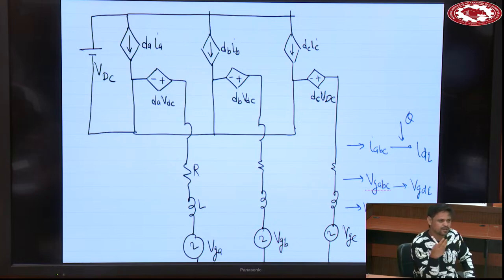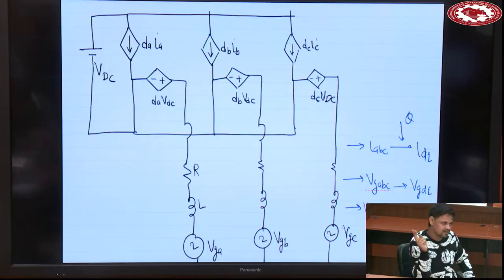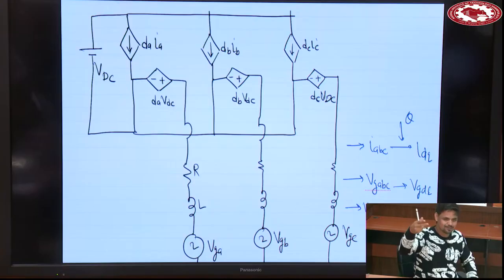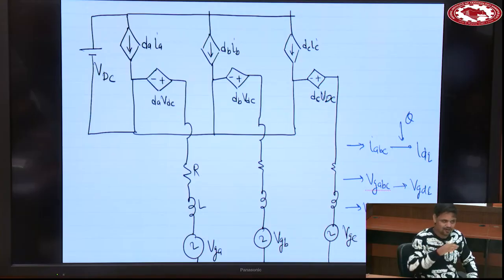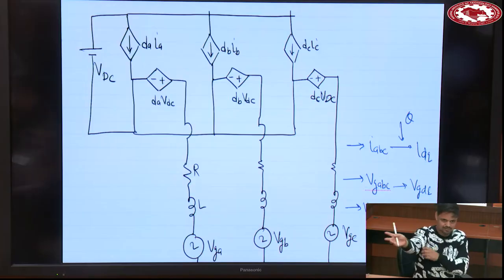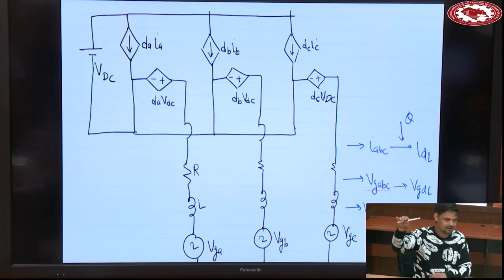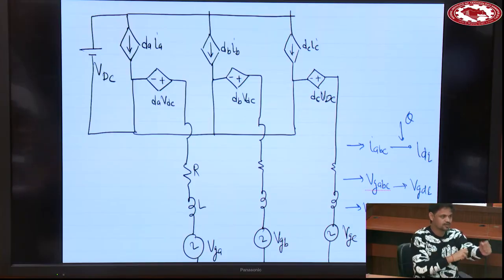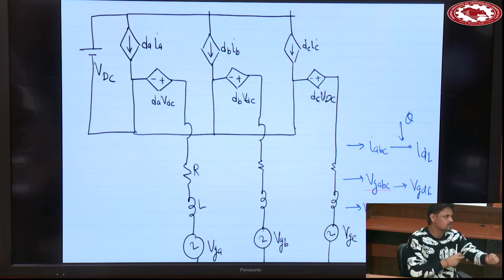So for ABC to DQ conversion, two options are there. You can use the block directly, but you have to be very sure what it is doing, which component is going to be positive and which component is going to be 0. Fortunately there are only two options given: 90 degree behind or align. So you can use the align one for this simulation. If signals are cosine, then you can use align. If it is sine, then you can use 90 degree behind, so that the VD component will be positive and the Q component will be 0.